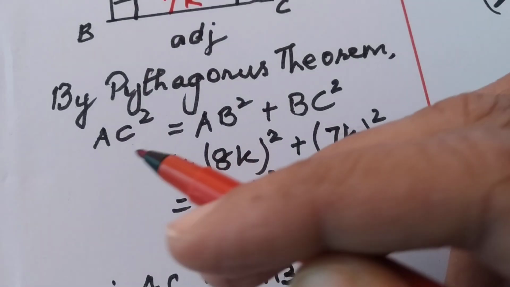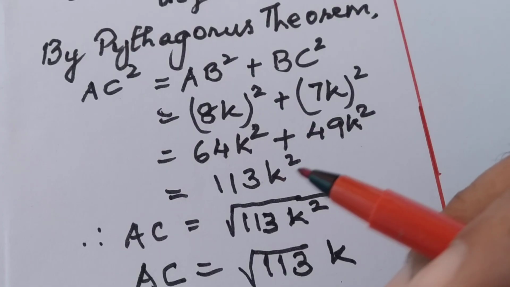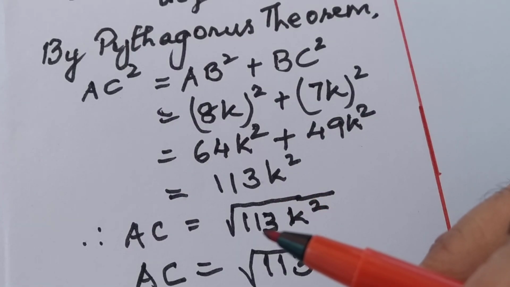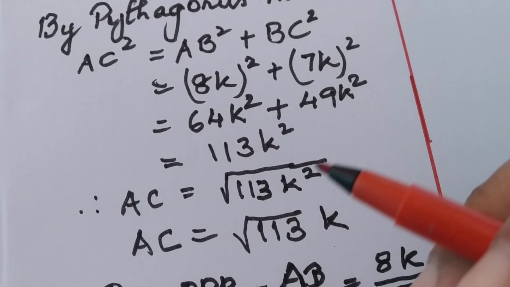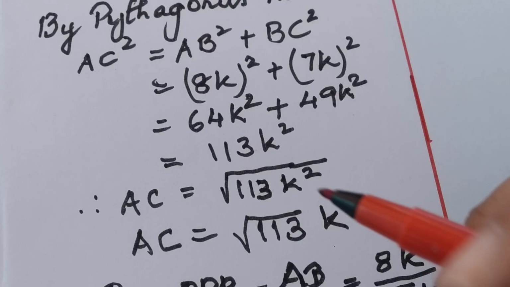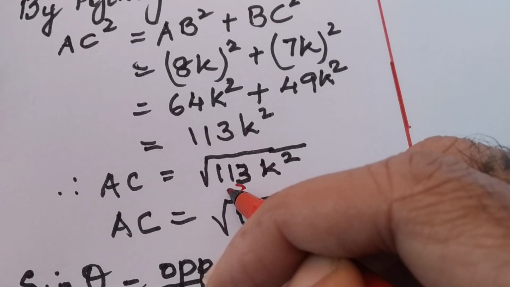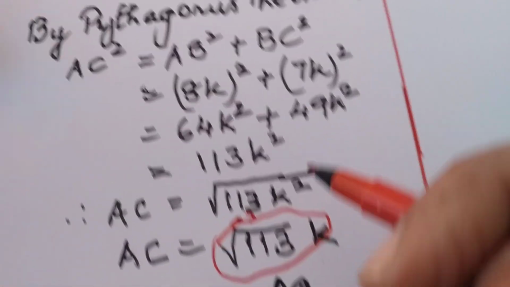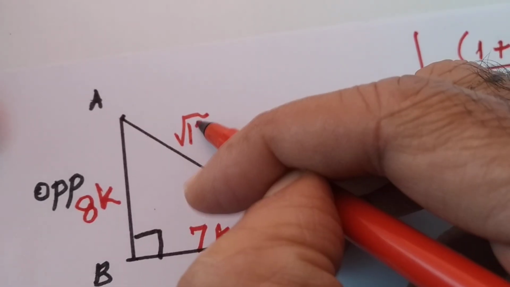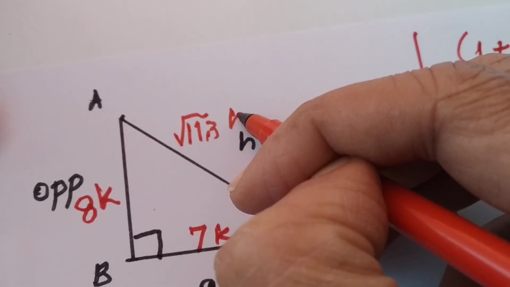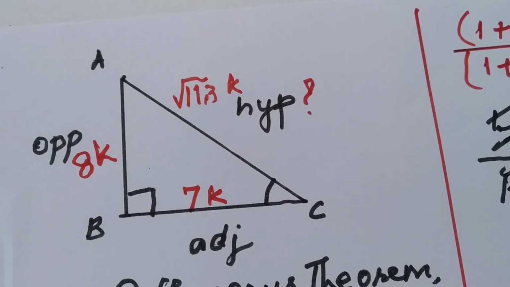But that is not AC, that is AC squared, right? To find out AC, we need to take the root of 113K squared. Now we know that 113 is not a perfect square, so we will have to write it as root of 113, but K squared, we know the root of K squared is K. So finally we get the side AC, which is root of 113K. Let's go and substitute here. So this is root of 113K written outside.